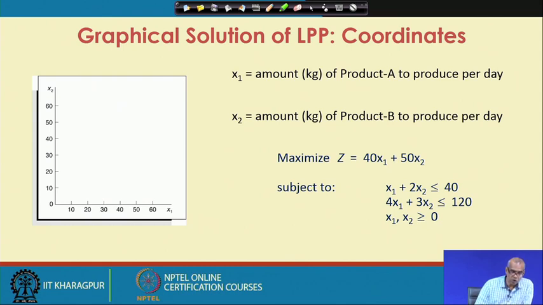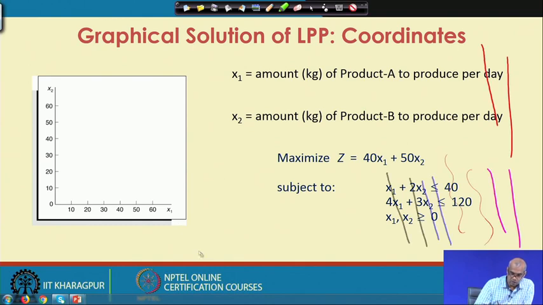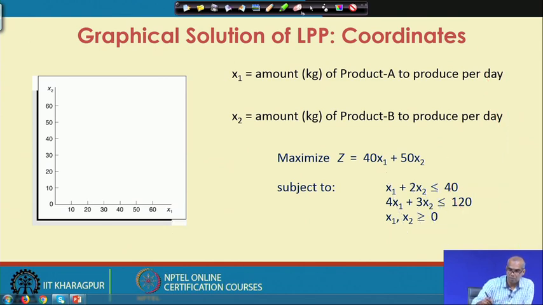So, I have this x 1 axis and x 2 axis. So, x 1 represents amount of product A to produce per day. Similarly, x 2 represents amount of product B to produce per day. So, on this axis I will plot the constraints.